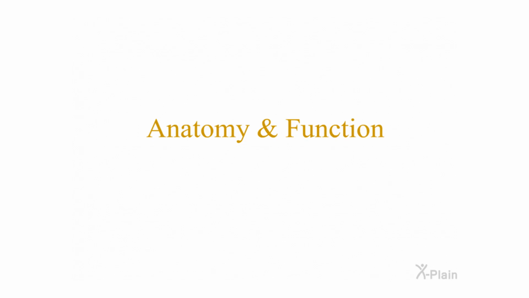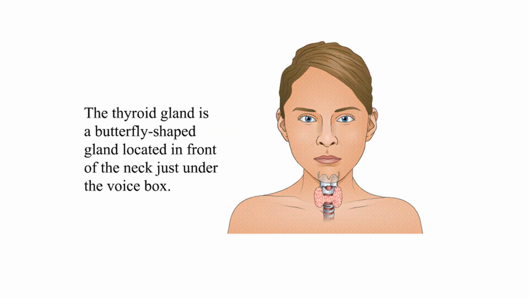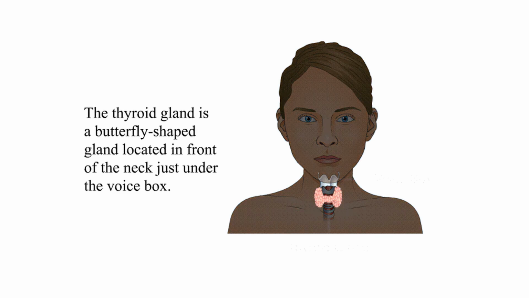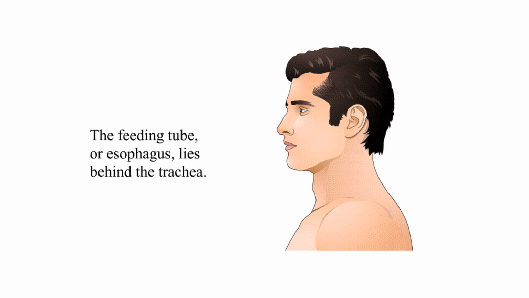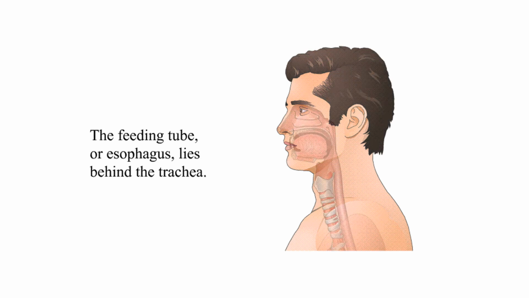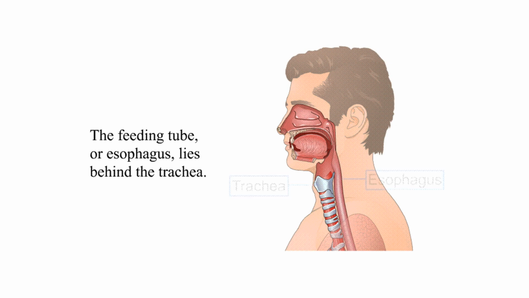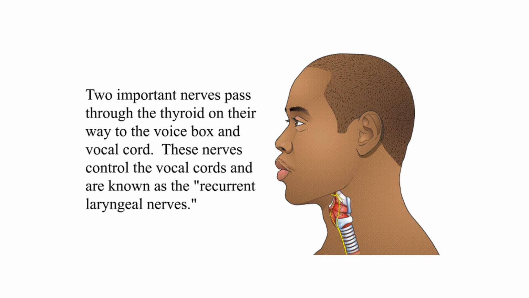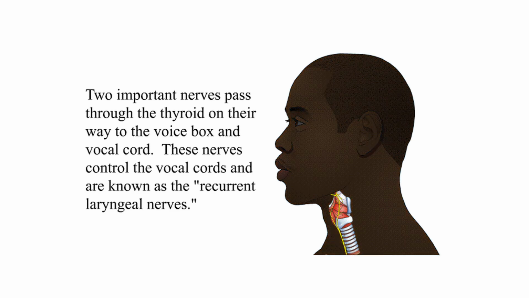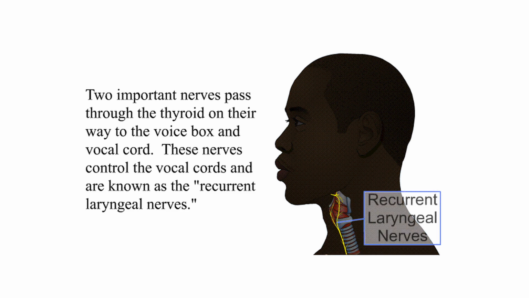Anatomy and function. The thyroid gland is a butterfly-shaped gland located in front of the neck just under the voice box. The gland partially wraps around the windpipe, or trachea. The feeding tube, or esophagus, lies behind the trachea. In very close proximity to the thyroid are other small glands known as parathyroid glands. Two important nerves pass through the thyroid on their way to the voice box and vocal cord. These nerves control the vocal cords and are known as the recurrent laryngeal nerves.